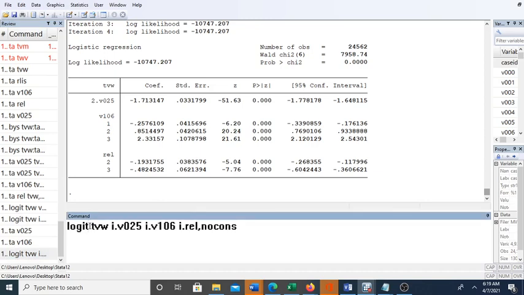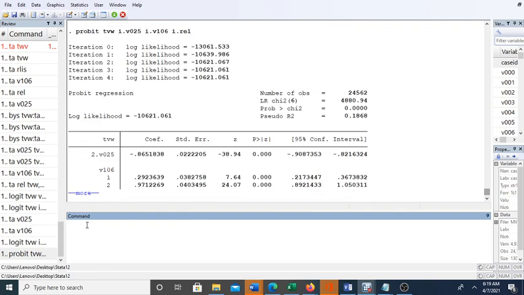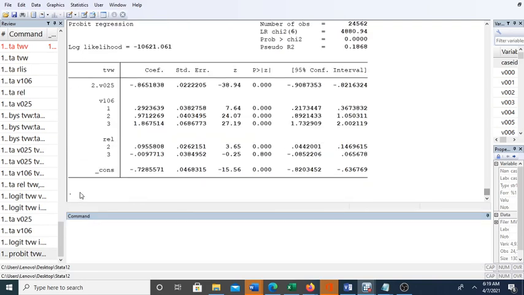So you can use the same. Let me remove this. You can say probit. You can run the probit. So the results could come in this particular way. I want you to make a comparison between probit and logit. How are they different? And using the same, you can use logistic.